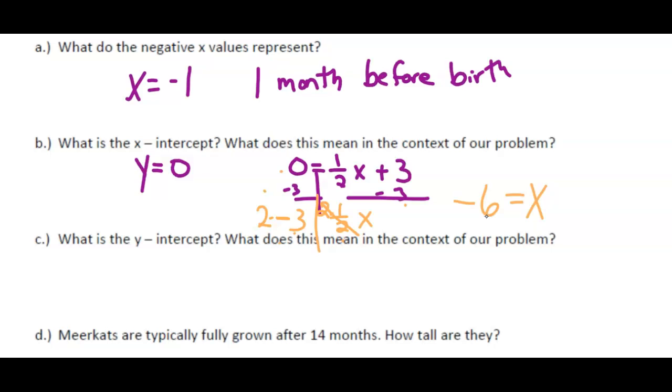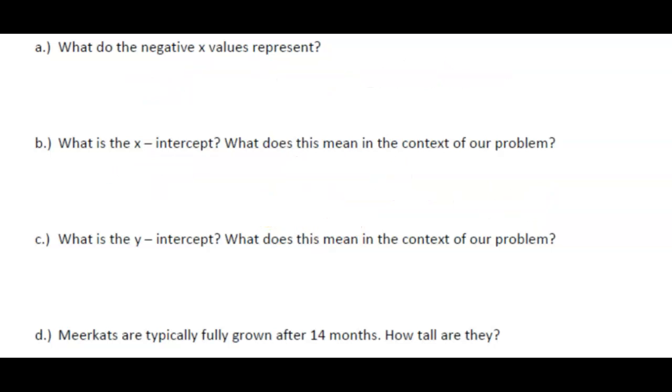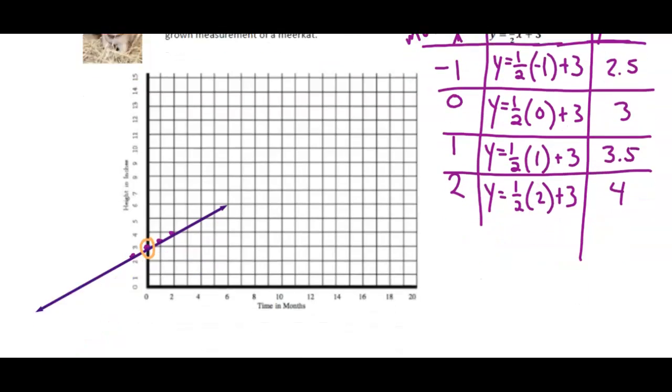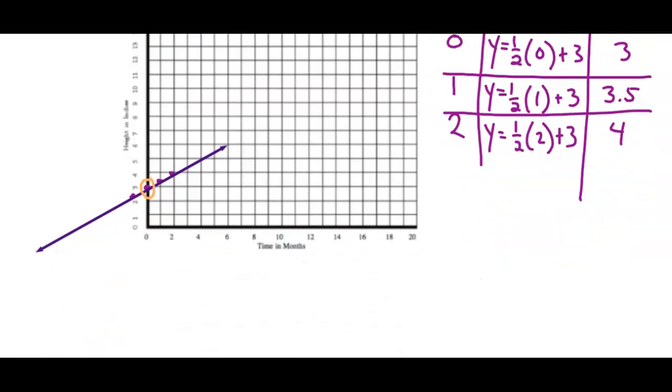So when y is 0, it's graph here, which would be way over here, okay, it is 6 months ago.